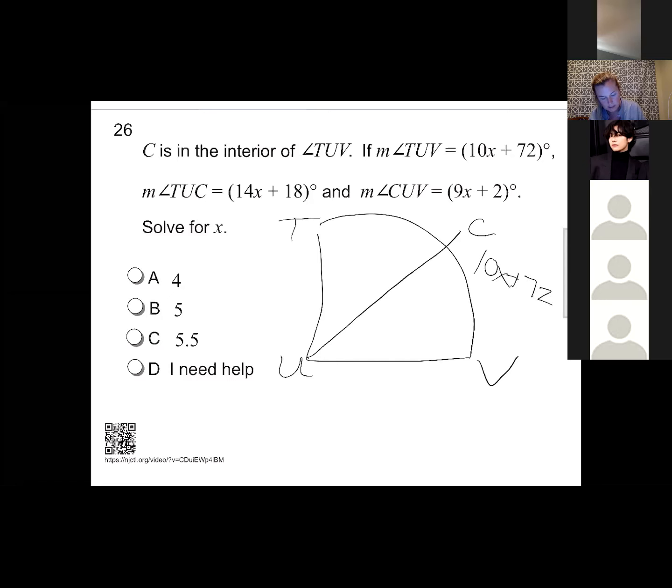And then it tells us TUC, which is right here, is 14x plus 18. And it tells us CUV, which is this little piece right here, is 9x plus 2. Well, we know if we take those two insides, we can set them equal to the outside. And it's going to look like that, okay?